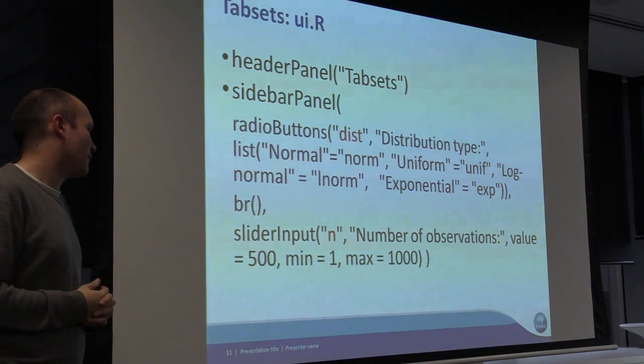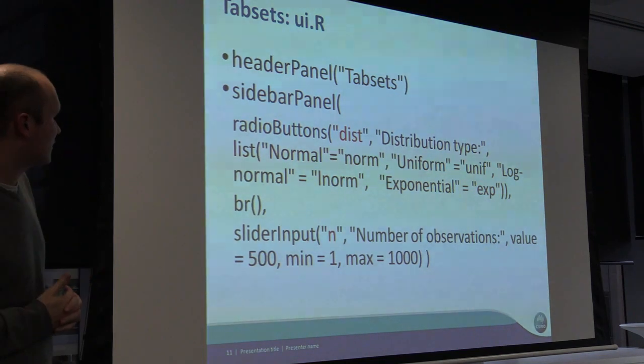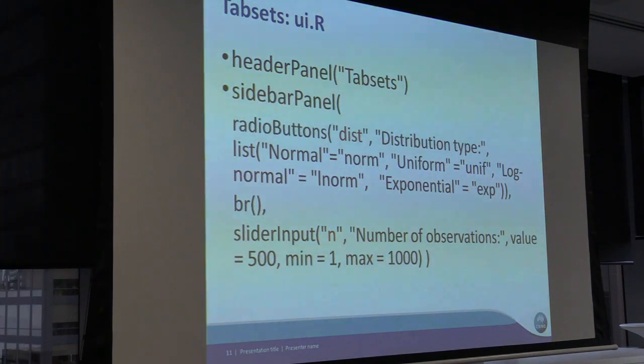Slider input you've seen before. Value is the default, and you also have a min and a max. Again, by default, it will jump in units of one. So you can get it to jump in units of 100 or whatever. So that's pretty straightforward, the sidebar panel.